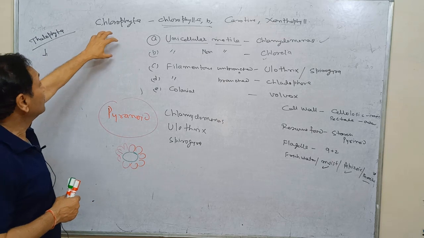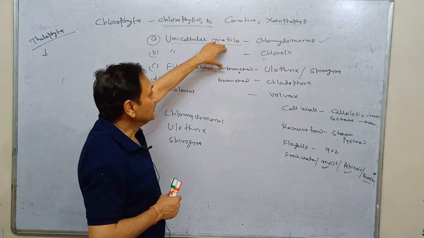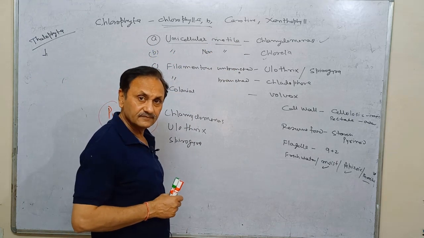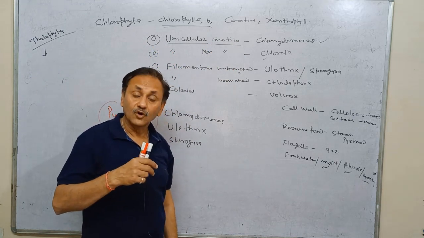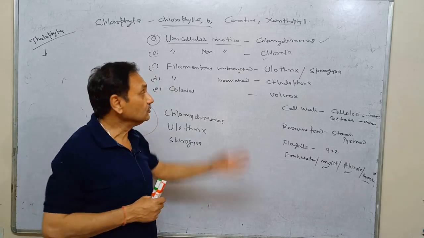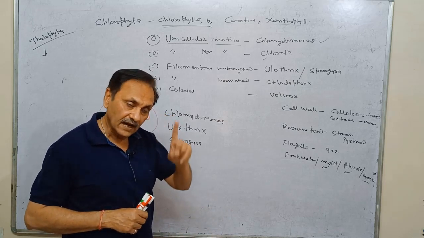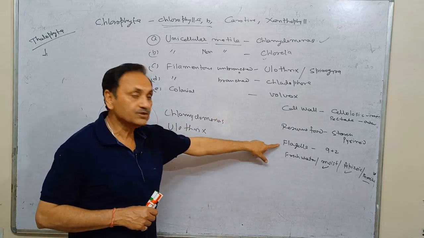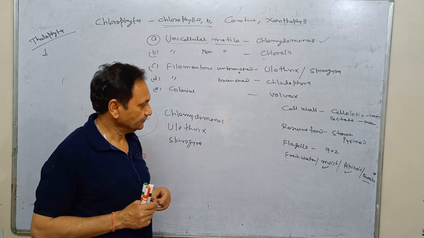If an individual is motile, as we have seen here, it means flagella are present. Their flagella may be 2, or in certain cases their number is 4, that is, biflagellate or quadriflagellate. But the flagella always have a 9 plus 2 structure, and they originate from the basal body.